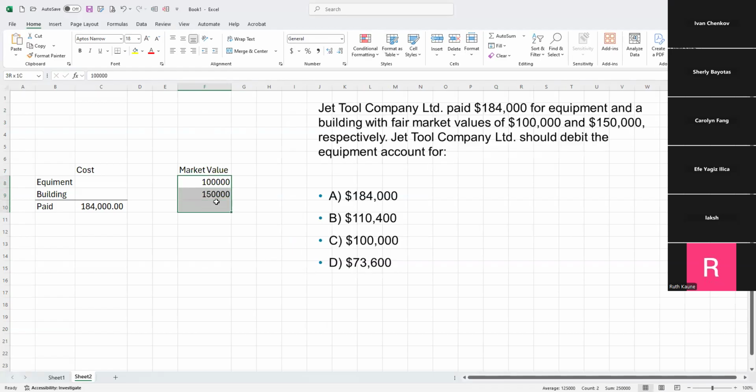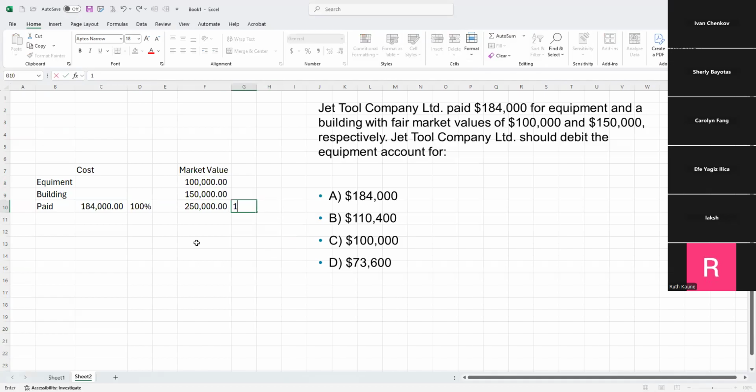So did we get a good deal here? Looks like it. Compared to the market value, we're paying less. We're paying only $184,000. So the percentage of the amount that we paid total is 100%. What's the percentage of the total market value? Same, 100%. And then we start expressing the percentages.